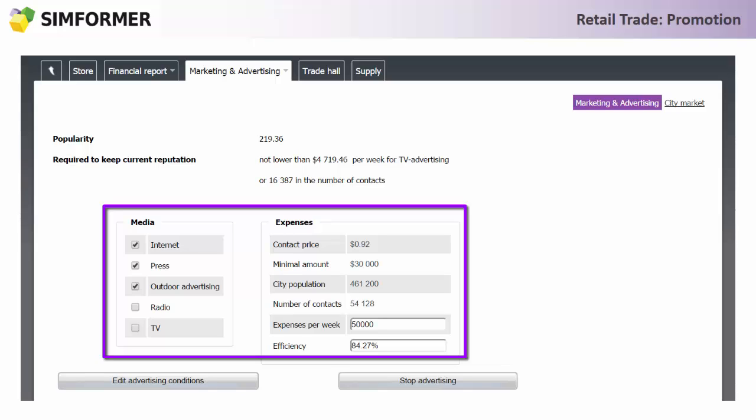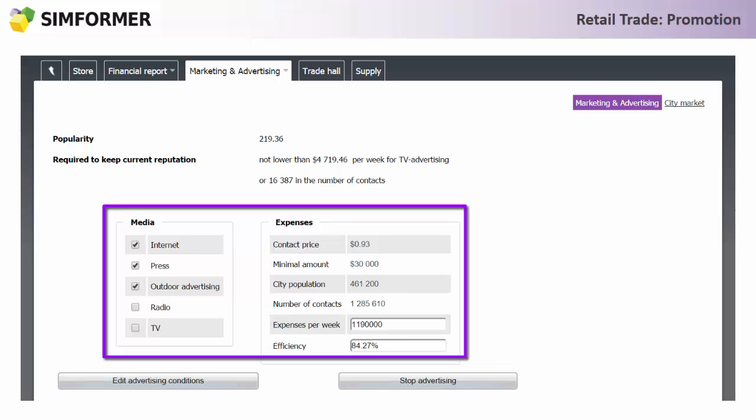If you want all your city to know about the store that you have, you need to ensure that every city inhabitant would be contacted at least 3 times. To achieve that goal, you will require quite a noticeable amount of money. Efficiency will be calculated after you choose to advertise for a certain amount of money. What efficiency will show is your ability to service the visitors that will come to your store after the advertising.